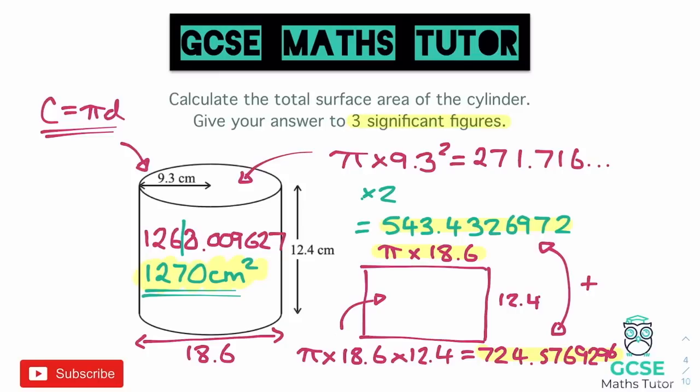Okay, so obviously you've got the 2 circles to work out and the curved part using that circumference for the length of the rectangle.